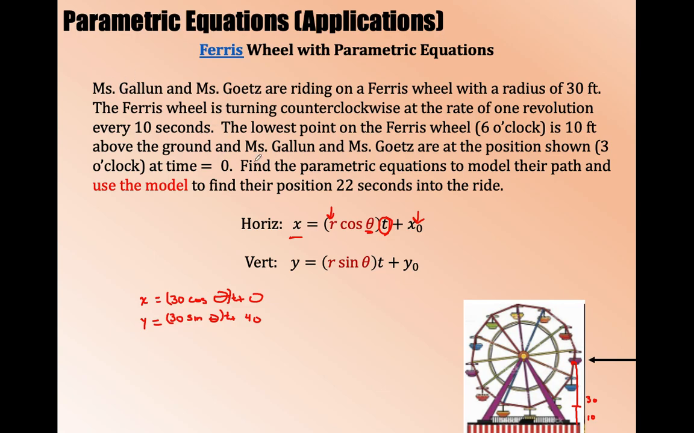What information up here in your words haven't you used yet? Now I know I want to use the model, so I'm not going to use 22 yet. 22 is in seconds, so can you figure out where that's going to go eventually? I want to find my position, which is my horizontal and my vertical position. So I need these equations to find my horizontal and vertical position at 22 seconds. So the odd man out here is theta. So what do I need to do? I've used 10 already. I've used the 30 feet. What haven't I used?